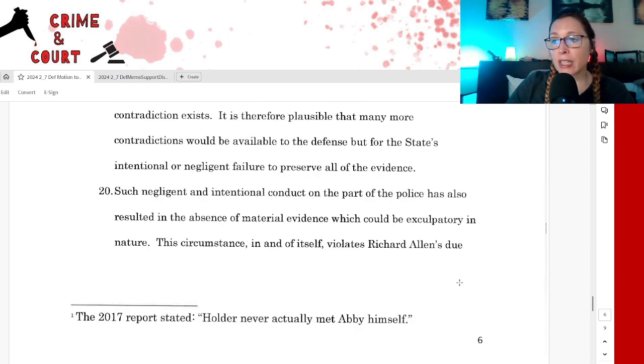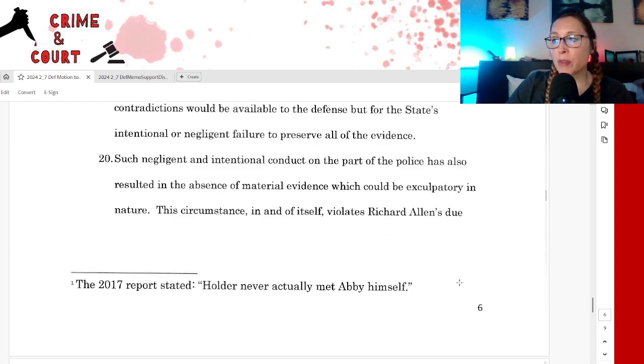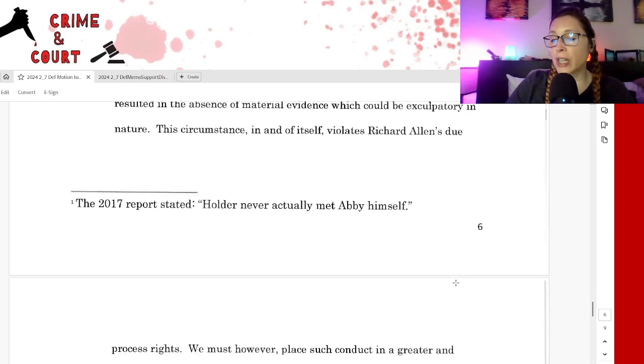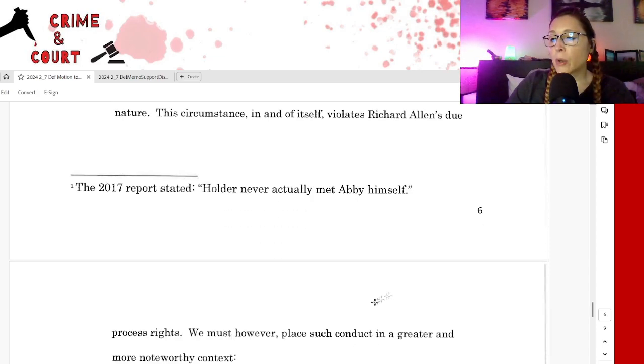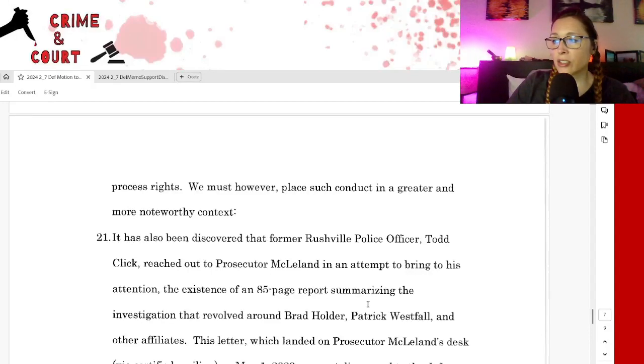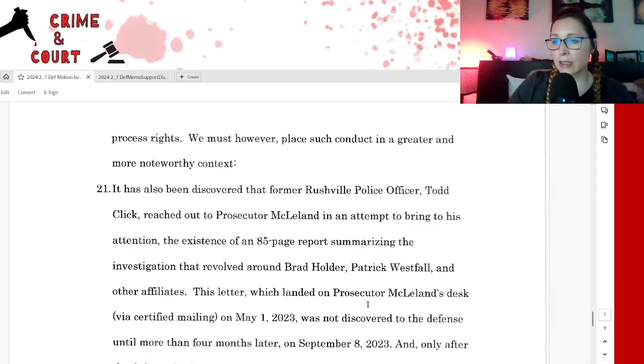Such negligent and intentional conduct on the part of the police has also resulted in the absence of material evidence which would be exculpatory in nature. The circumstance in and of itself violates Richard Allen's due process rights. We must, however, place such conduct in a greater and more noteworthy context.